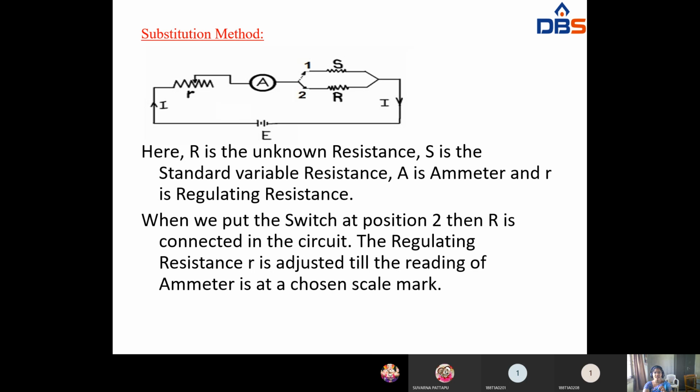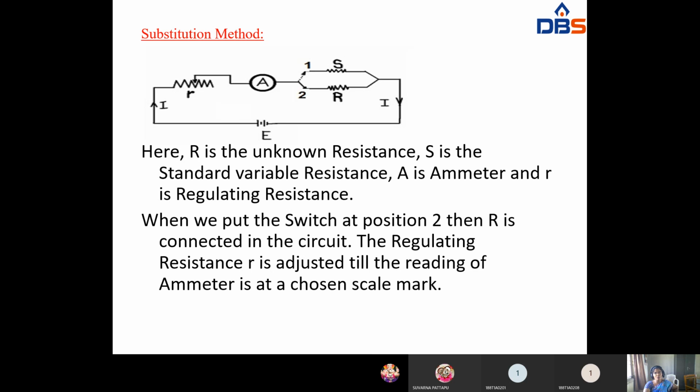Here you have to use a switch. The switch has two positions, 1 and 2. See, when you put the switch at position 2, then R is connected in the circuit. At that time the regulating resistance is adjusted till the reading of the ammeter is at a chosen scale mark. So at that time you have to vary this rheostat.